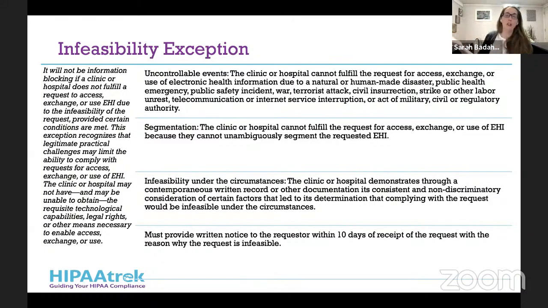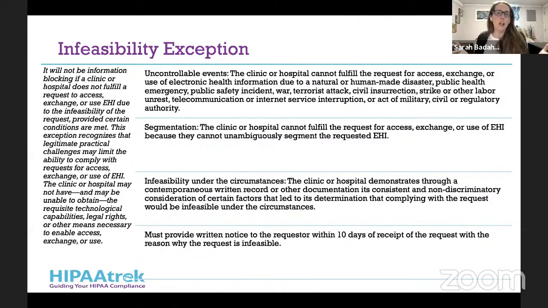So the first one, which is uncontrollable events, is kind of common sense, right? You're allowed to withhold information if you have a natural or man-made disaster, or if you're in the middle of a public health emergency, or if war breaks out in the middle of the country and you're not able to release the information. If your internet service provider goes down, then you can't really provide the open notes, right? So this one kind of makes sense, right?